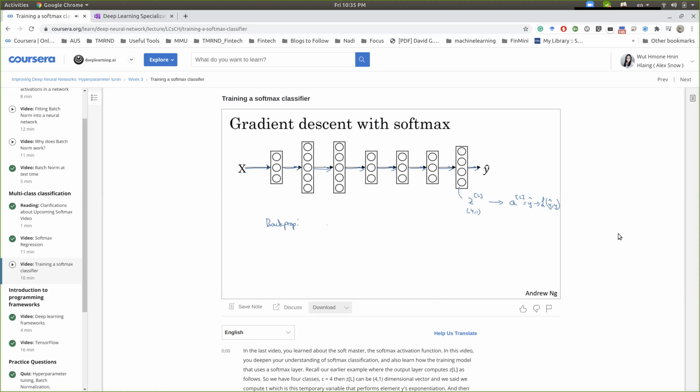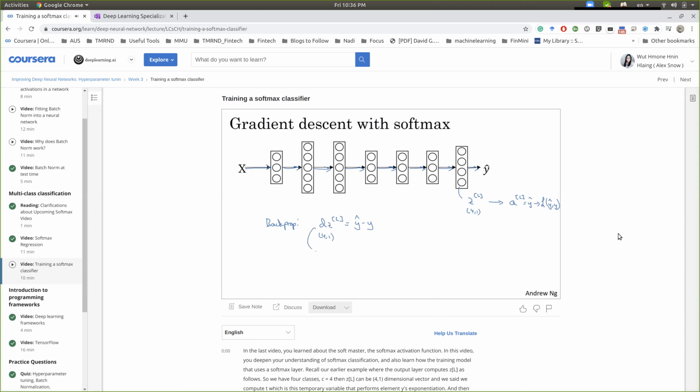Turns out that the key step, or the key equation you need to initialize back prop, is this expression: the derivative with respect to Z at the loss layer, you can compute as Y hat, the 4 by 1 vector, minus Y, the 4 by 1 vector. So you notice that all of these are going to be 4 by 1 vectors when you have four classes, and C by 1 in a more general case.